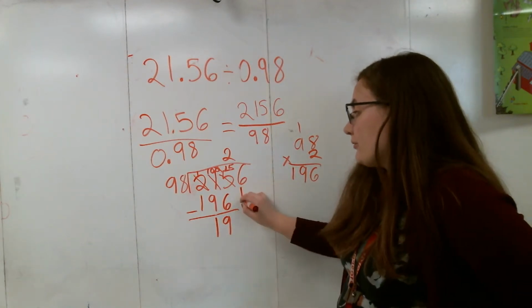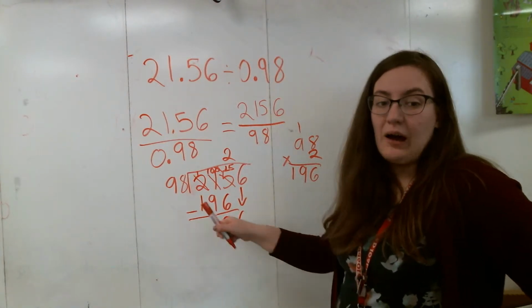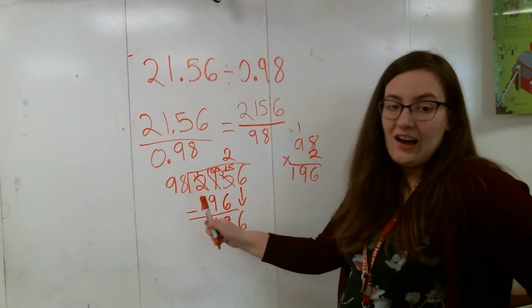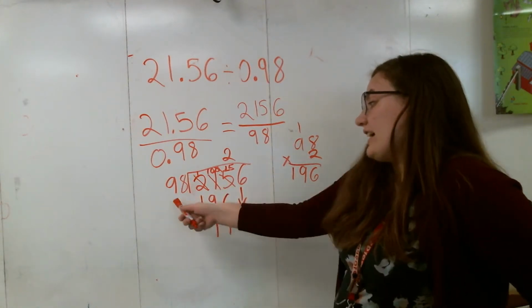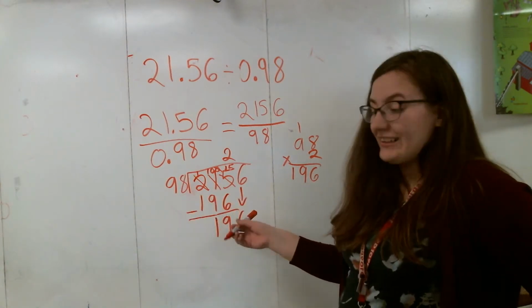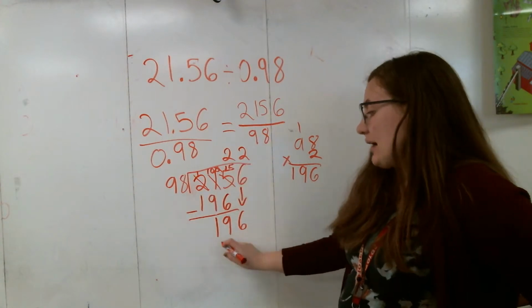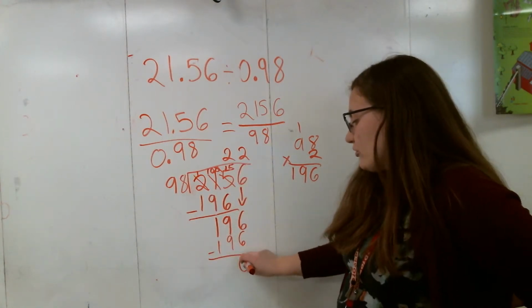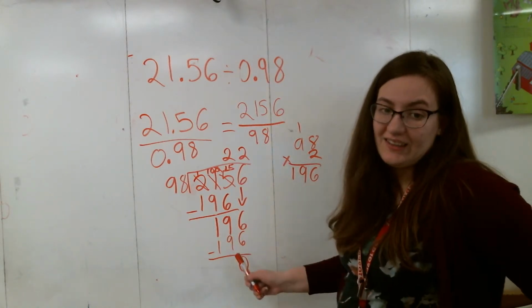So now I'm going to bring down this 6. And look at that. We actually know how many times 98 goes into 196 because we just saw that number in the previous part of this problem. So I now know that 98 goes into 196 2 times, and 98 times 2 is 196. So I can just go ahead and subtract that. 196 minus 196 is 0.